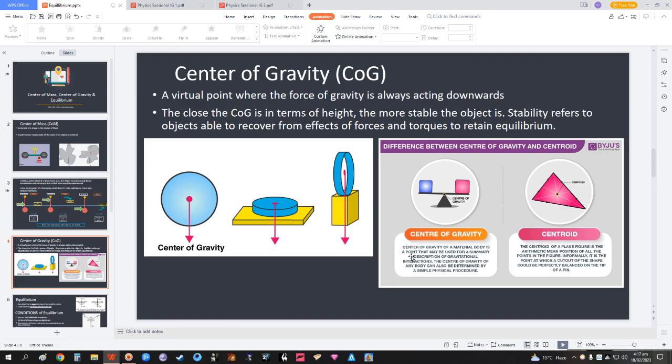Now what is center of gravity? Center of gravity of a material body is a point that may be used for a summary description of gravitational interactions, right? Now this is the point where the gravity is going to interact. Now as you can see, on this balance, we see the right side is heavier than the left one, right? There's more mass, and we see a disbalance. Even though this is a disbalance, it is still perfectly balanced, right? And at that point, we call that the center of gravity. Where we are balancing it, right? The point at the base, right? That is the center of gravity.